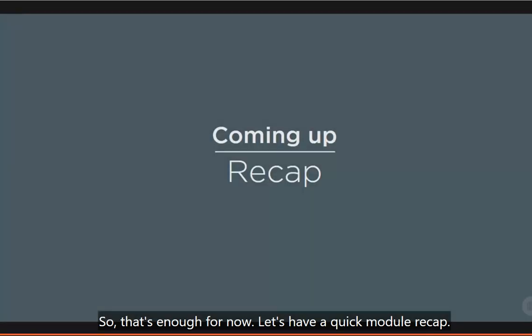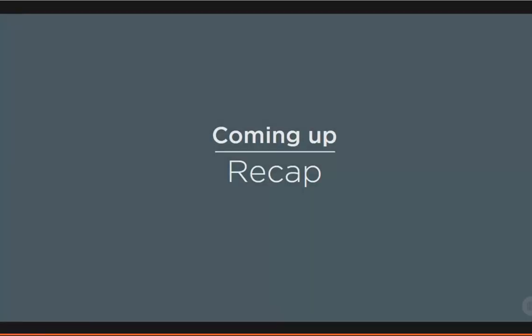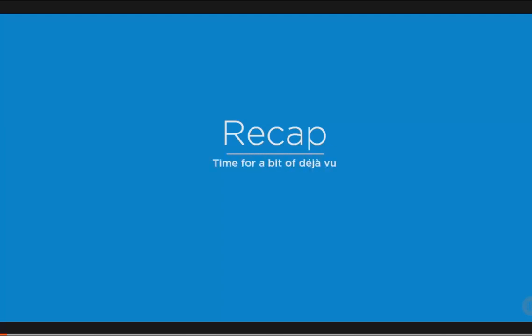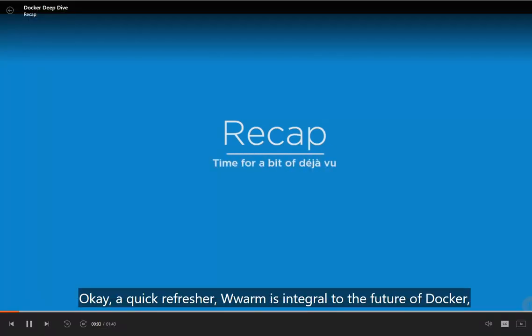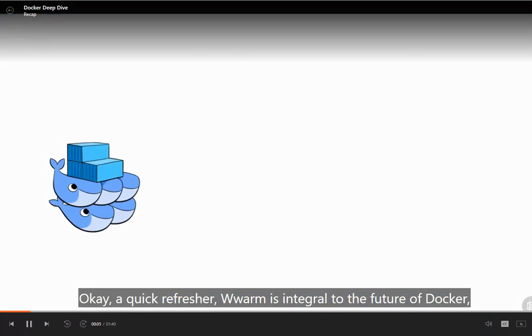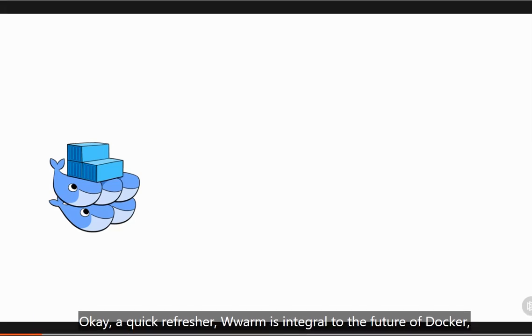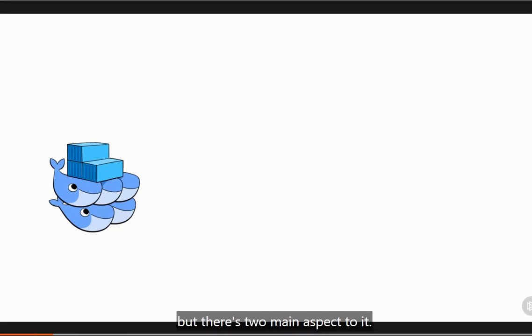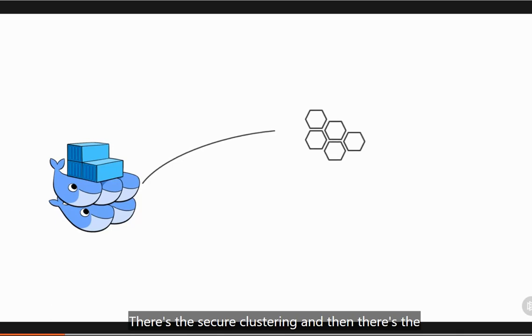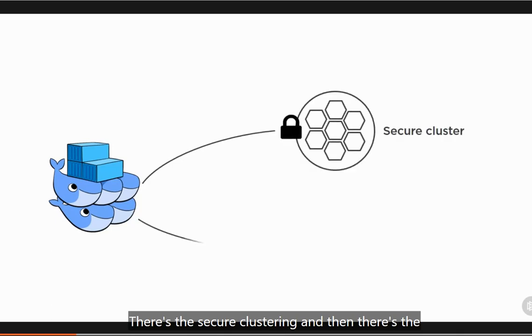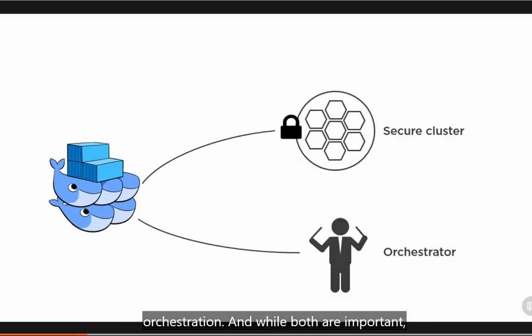Let's have a quick module recap. Okay, a quick refresher. Swarm is integral to the future of Docker. But there's 2 main aspects to it. There's the secure clustering, and then there's the orchestration. And while both are important, I think the secure clustering is what is integral to the future of Docker. Because on the orchestration side, it looks for everything like Kubernetes is dominating.